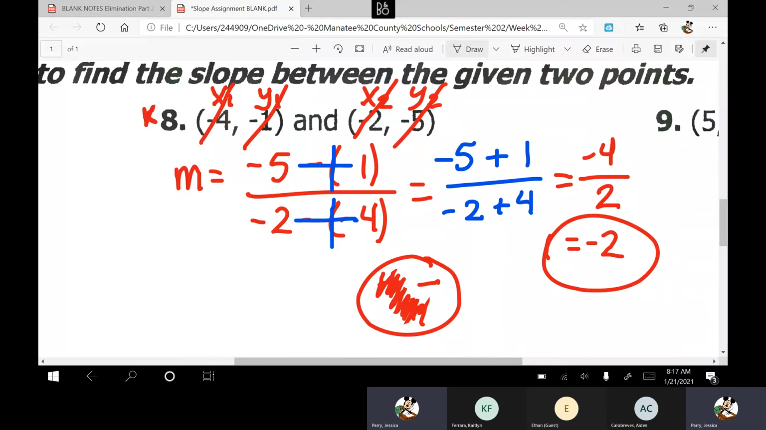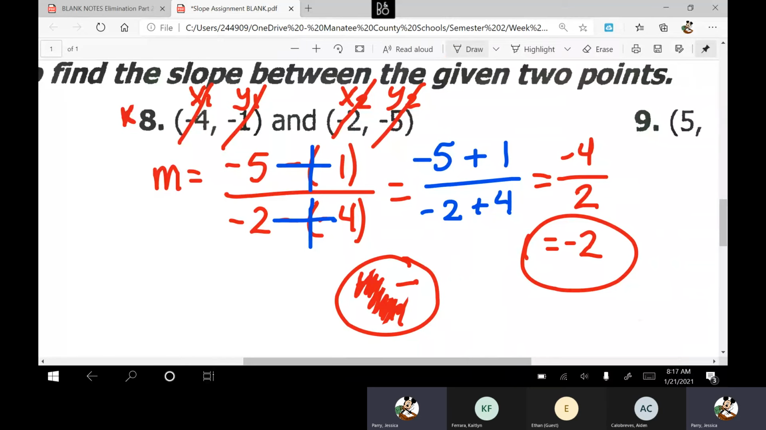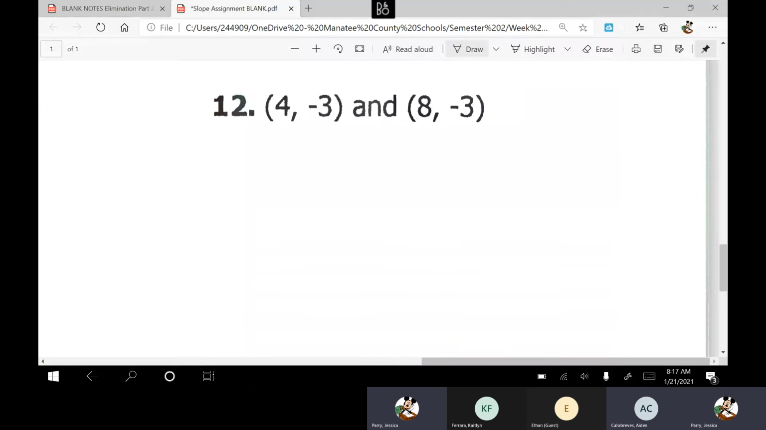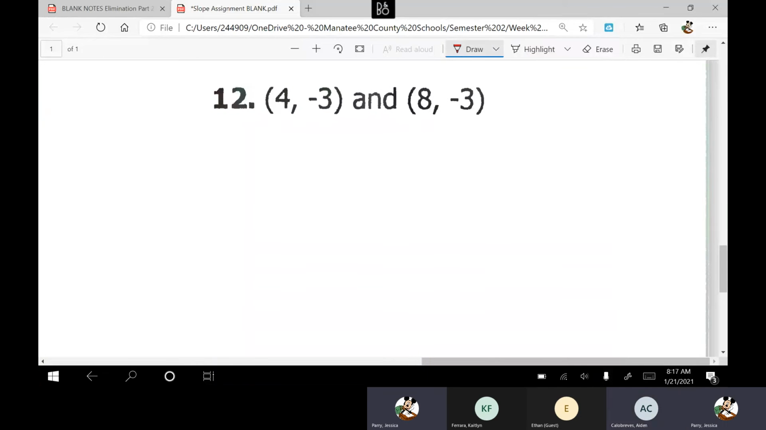Okay, let's do the next one, number 12. So we know we're going to label X, Y, X, Y. So this is my first point and my second point. So what can I write for my formula? What's the Y2 minus Y1? What minus what? -3 minus 3.